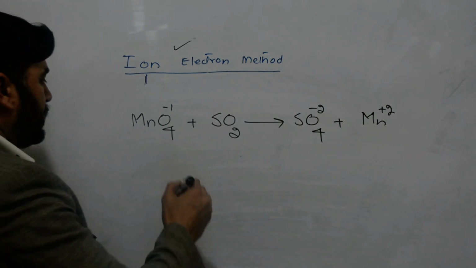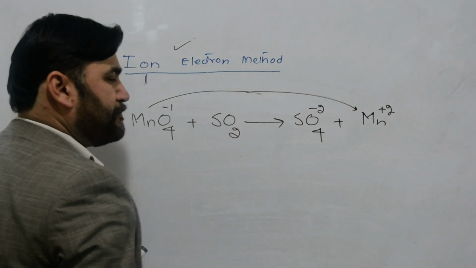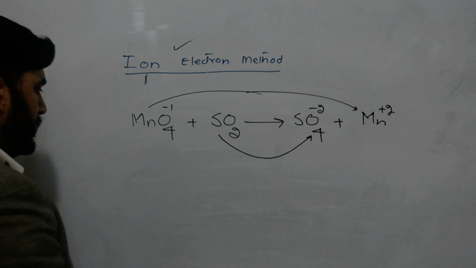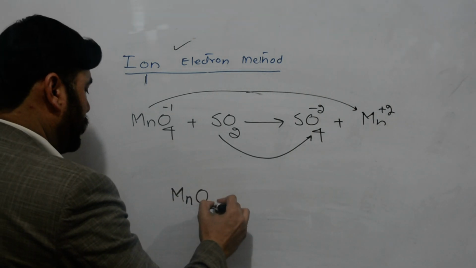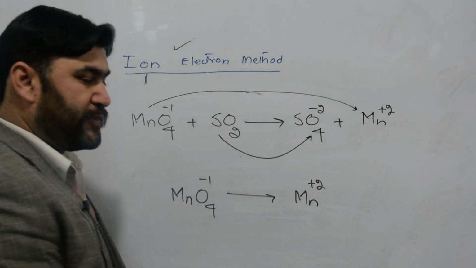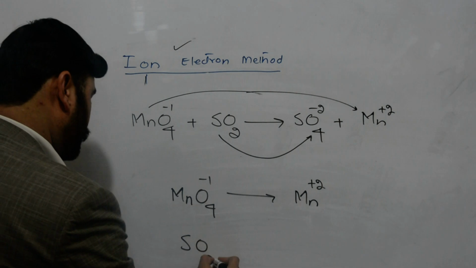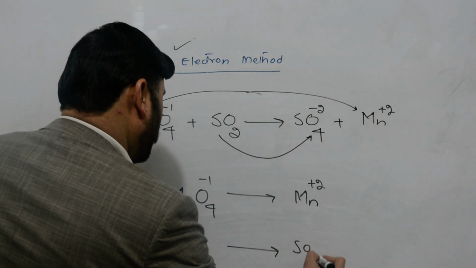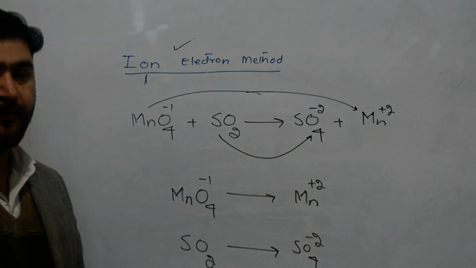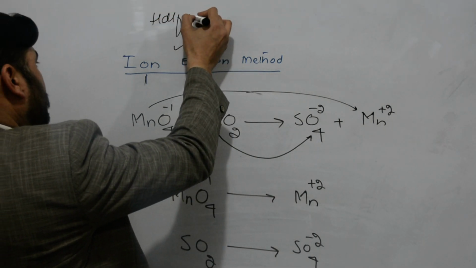The first step, write MnO4 in front of Mn plus 2 and SO4 in front of SO2. Suppose MnO4 minus 1 goes to form Mn plus 2. The second step, write SO2 in front of SO4 minus 2. So this is the first rule: split the equation into 2 equal halves. That's why this method is also called the half cell reaction.